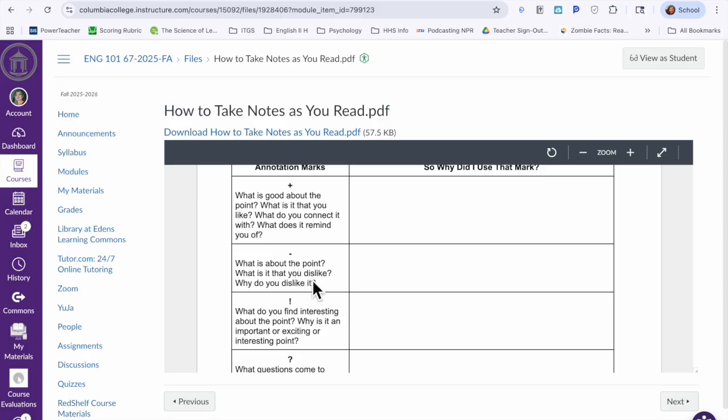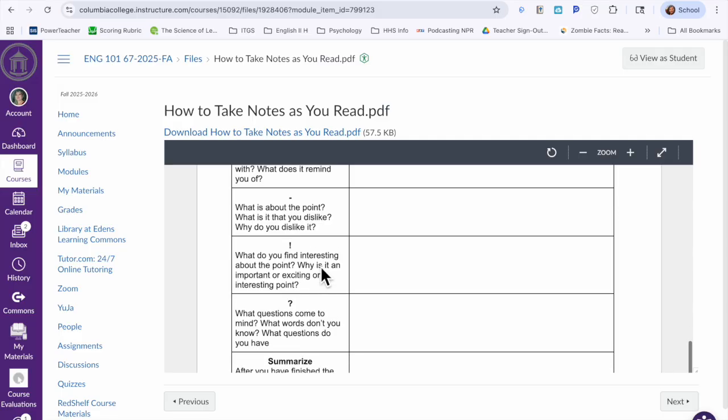that is something that you may not agree with, or it has a negative connotation. There's something that you dislike about it. Again, it may be disagreement. It may be that you think their ideas don't go together, but that would be something else you could do.